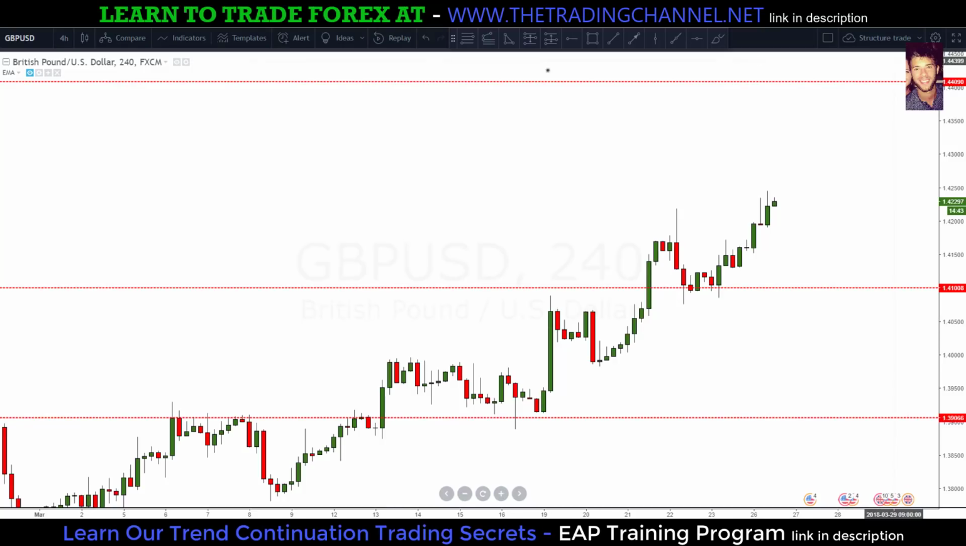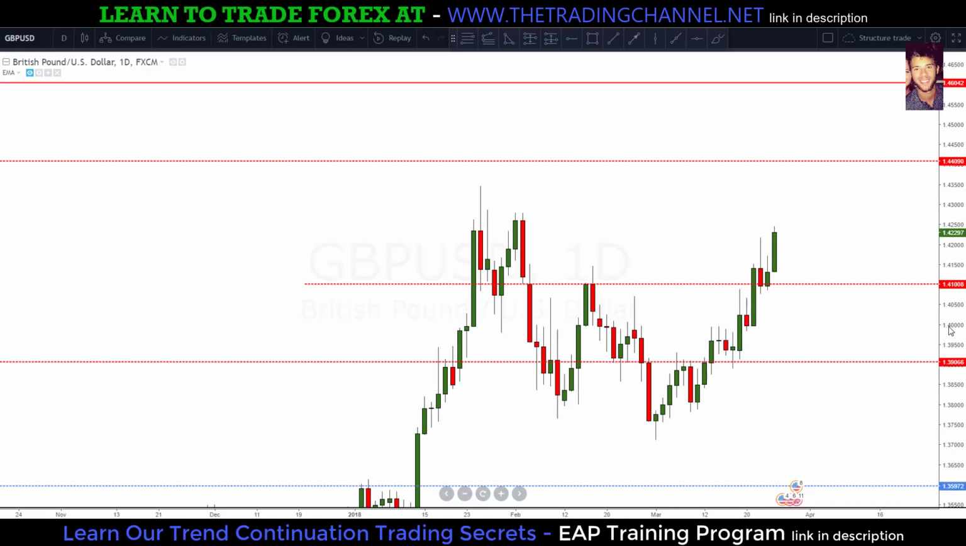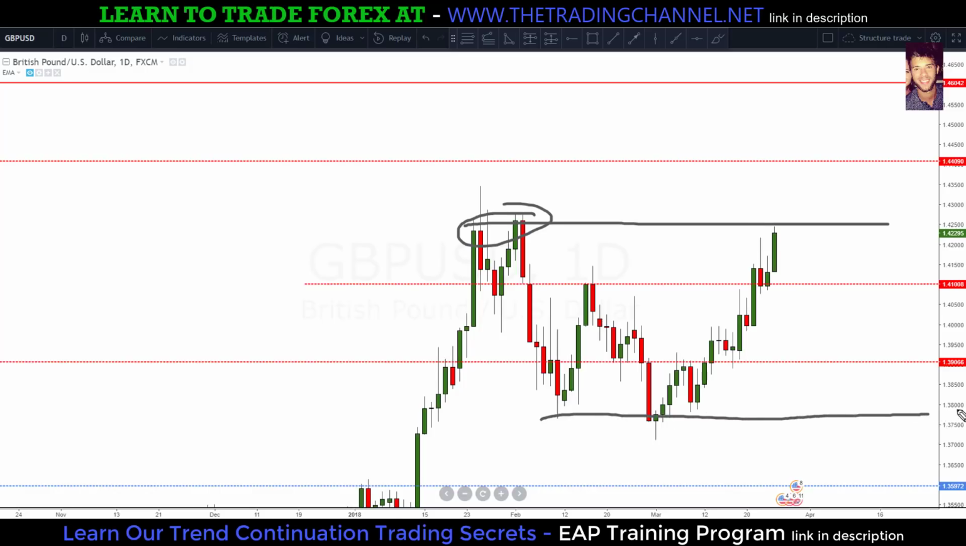back out to a daily chart and talk about what we're expecting next out of the pound dollar. Now here on the daily chart, we're in a similar situation to the euro dollar. What do I mean by that? We're in this period of consolidation. We have the 1.425 level of resistance the market hasn't been able to break above, and we have this level down here at 1.3875 that the market's had trouble breaking below.